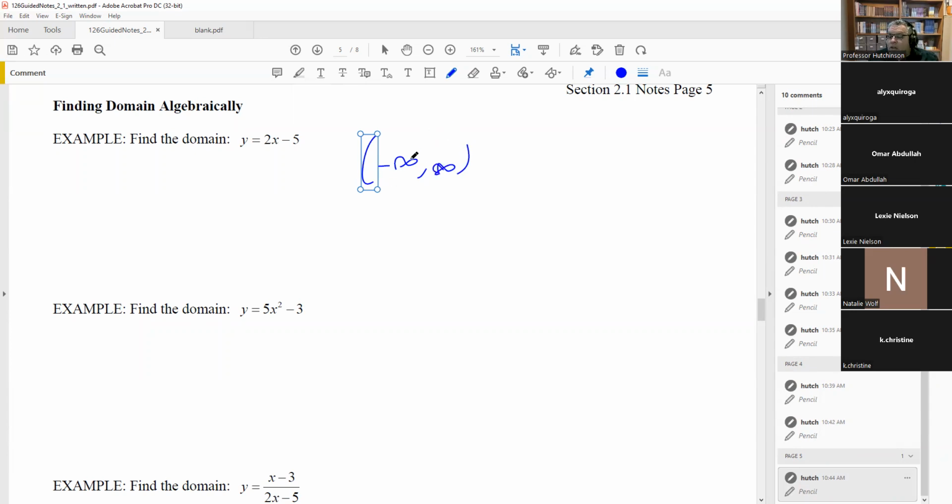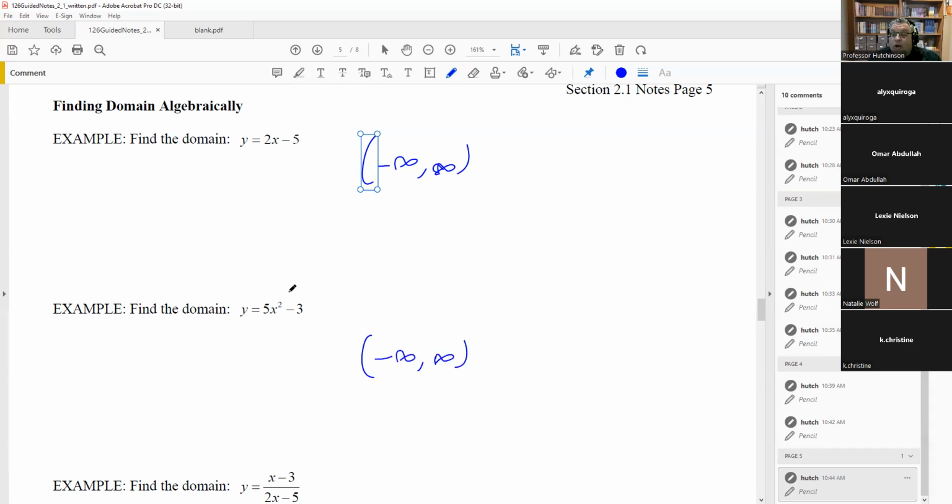So negative infinity to infinity, that means all real numbers, that means there's nothing we can put in here that's going to cause division by 0 or square root of a negative number. So essentially, I can put any x value in here I want, and this is going to use all the x values from negative infinity to positive infinity. In fact, the same thing happens on the second one.